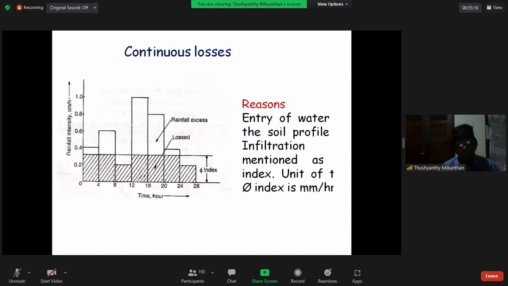Then continuous loss: entry of water into the soil profile, continuously at the basic infiltration rate. You can observe this in the infiltration graph. Even during rainfall continuing for 10 hours or 12 hours, whatever it is, the continuous loss in the watershed is called the pi index. The unit of pi index is millimeter per hour or centimeter per hour.